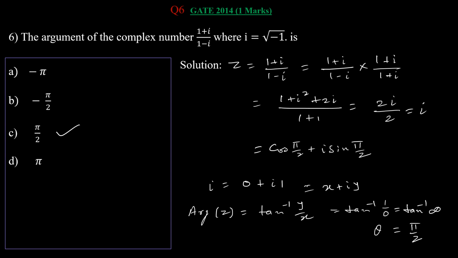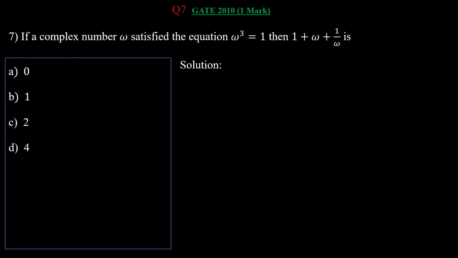Now let's take the next easy question. Okay, so we come to the 7th question. It was asked in GATE 2010. If a complex number omega satisfies the equation omega cube is equal to 1, so this is the well-known equation, omega is the cube root of unity. So what will be the value of 1 plus omega plus 1 upon omega?